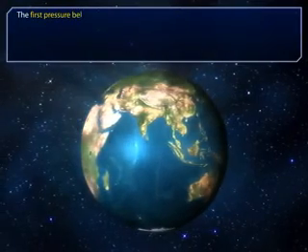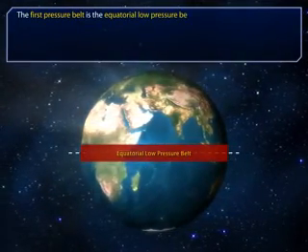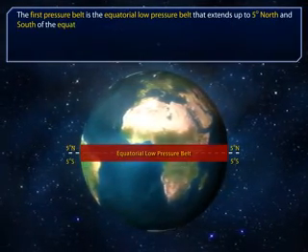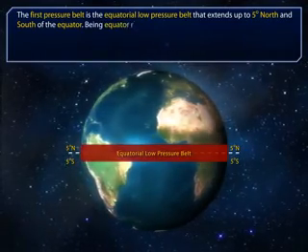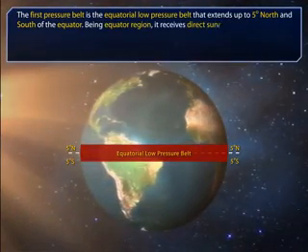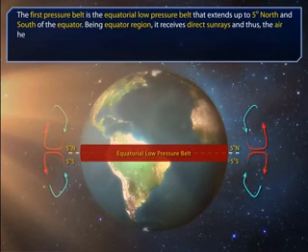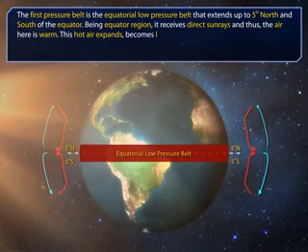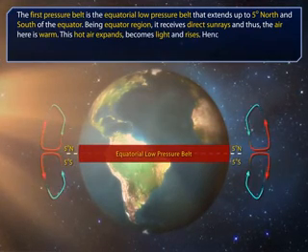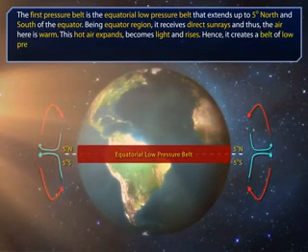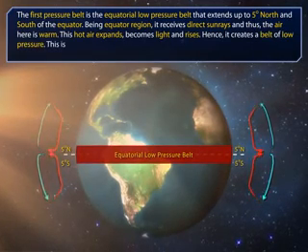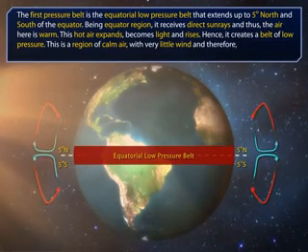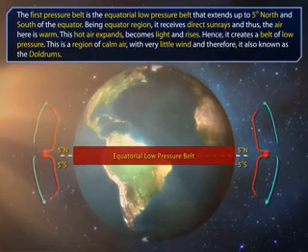The first pressure belt is the equatorial low pressure belt that extends up to 5 degrees north and south of the equator. Being equator region, it receives direct sun rays and thus the air here is warm. This hot air expands, becomes light and rises. Hence, it creates a belt of low pressure. This is a region of calm air with very little wind and therefore it is also known as the doldrums.